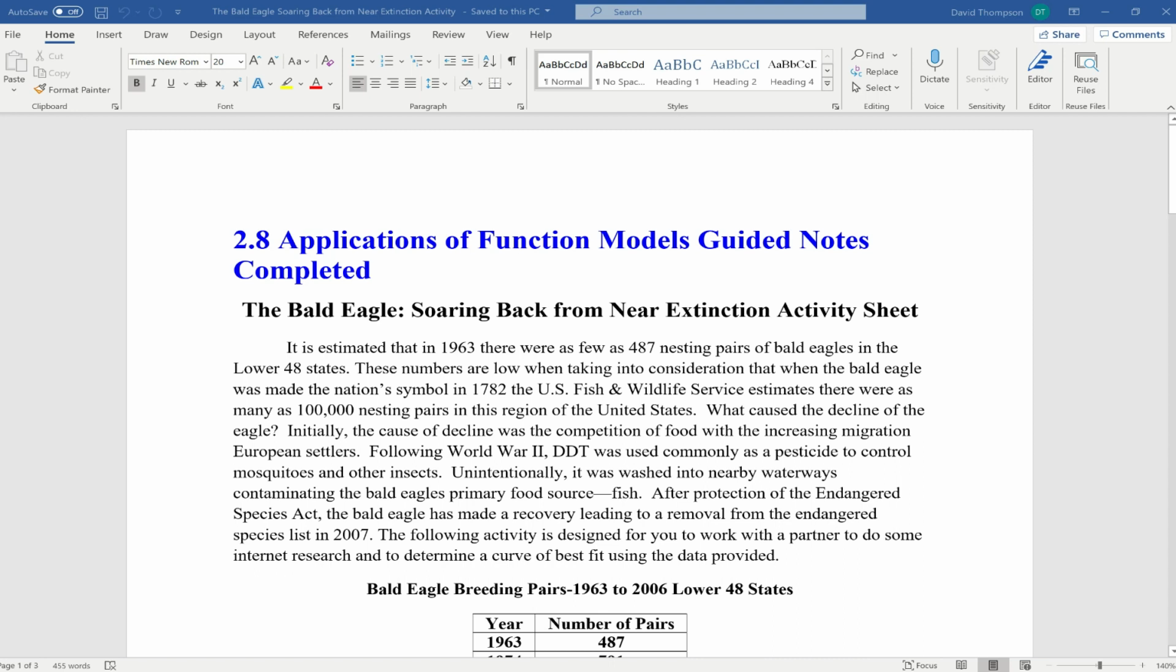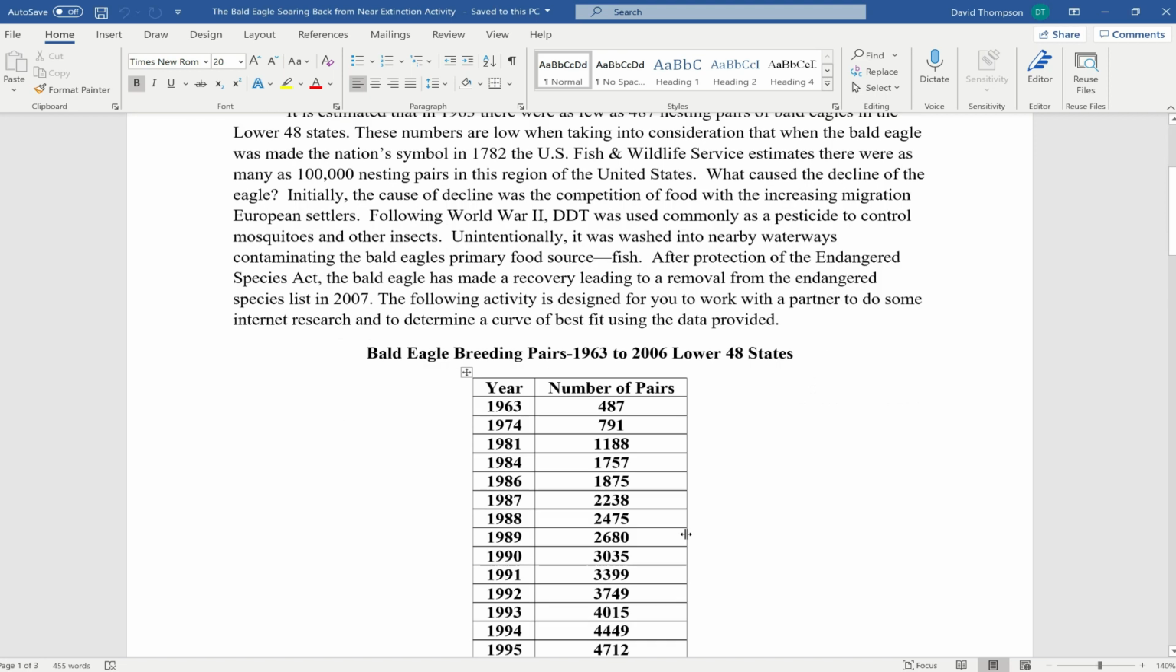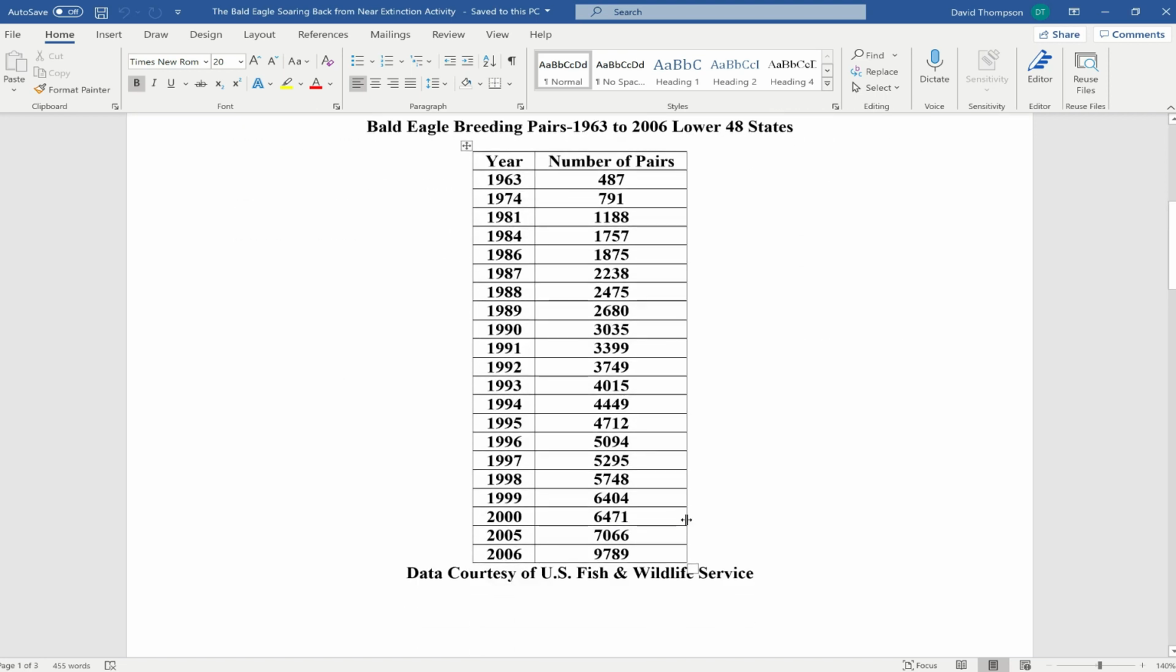The following activity is designed for you to work with a partner to do some internet research and determine a curve of best fit using the data provided. So we're provided with a table, and it tells us in 1963 there were 487 pairs. In 1974 there were 791 pairs. In 1981 there were 1,188 pairs. In 1984 there were 1,757 pairs, etc., all the way to 2006, where there were 9,789 pairs of bald eagles.